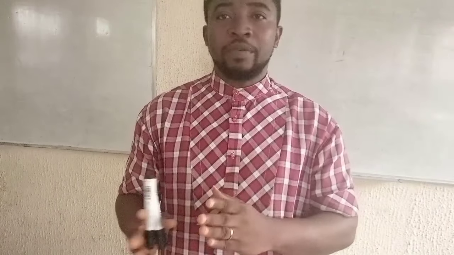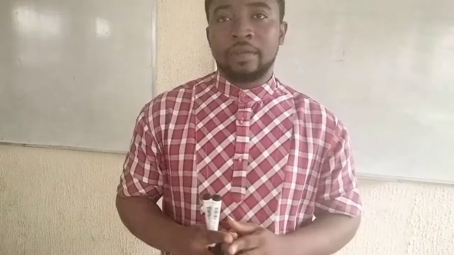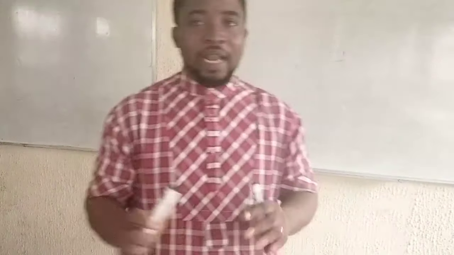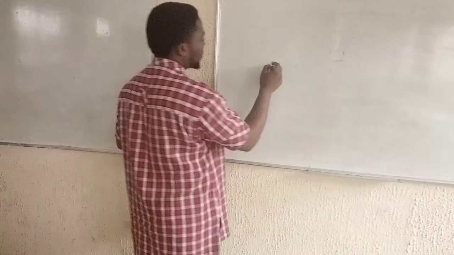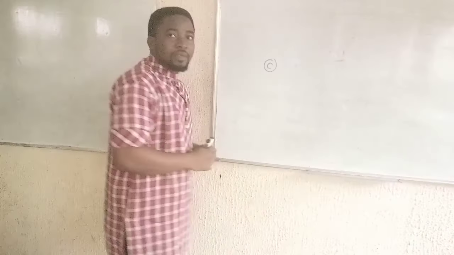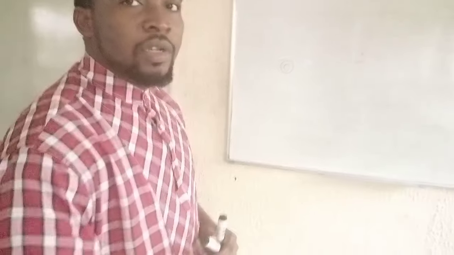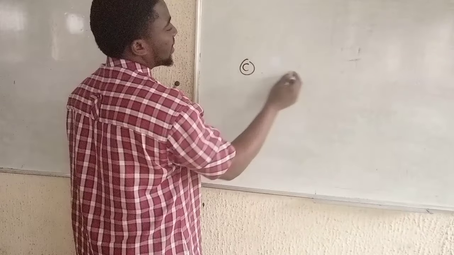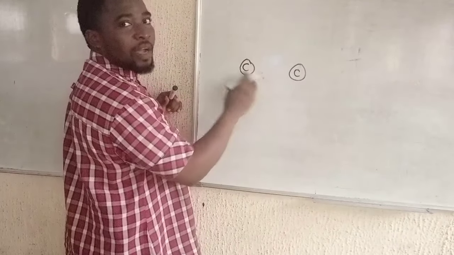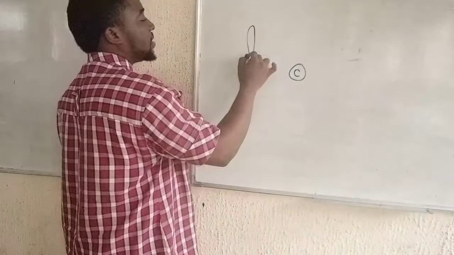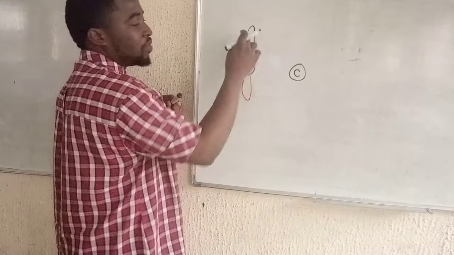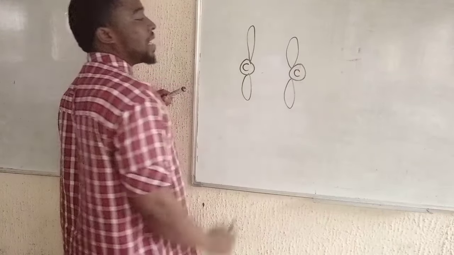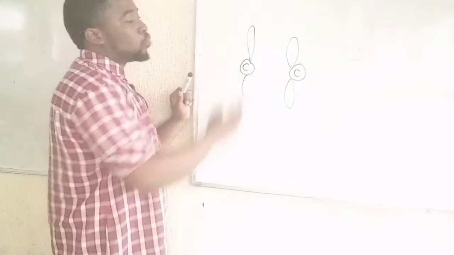of unhybridized orbitals of two adjacent atoms, resulting in the formation of an electron cloud. So this is what I mean. Supposing you have two carbon atoms sitting adjacent to each other like this, and then this is the shape of p orbital, which is called a dome shape, and then we have another p orbital sitting adjacent to this one.